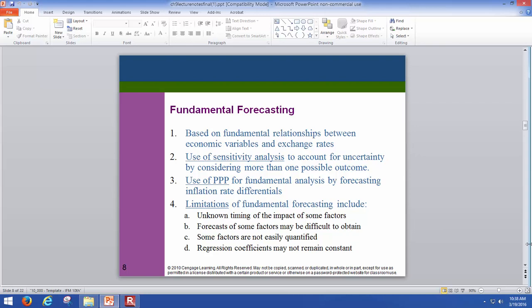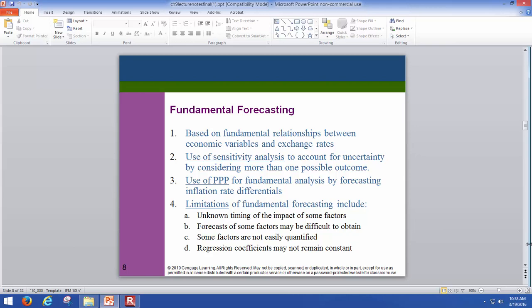The third one is use of PPP for fundamental analysis by forecasting inflation differentials. So in chapter 8, we talked about the purchasing power parity, and there what we said was that a currency's changes will depend upon the inflation differentials. And what we said was countries that have high inflation, we can expect their currencies to depreciate.